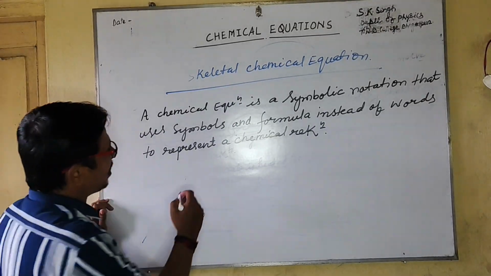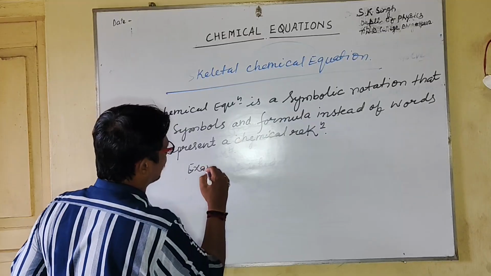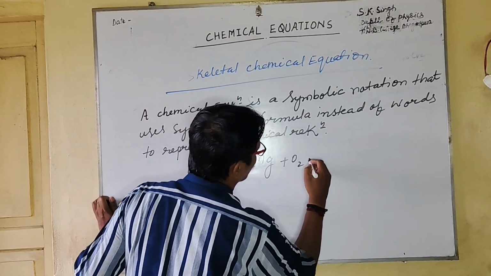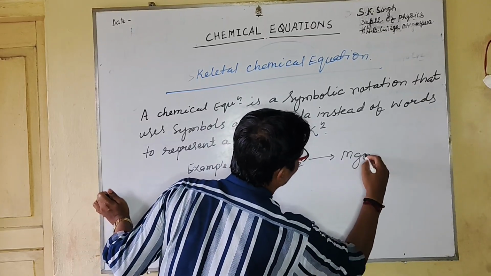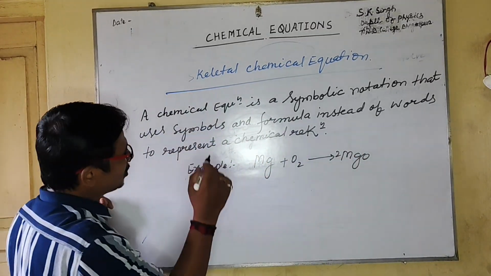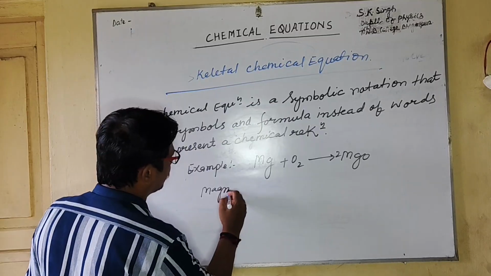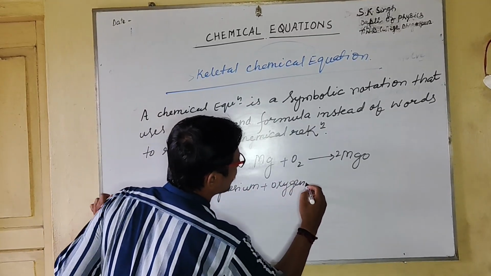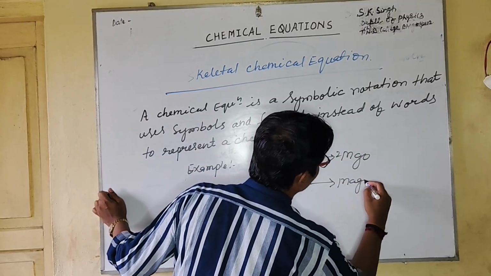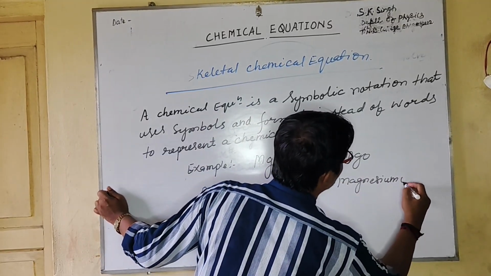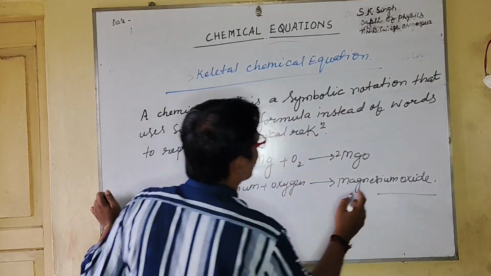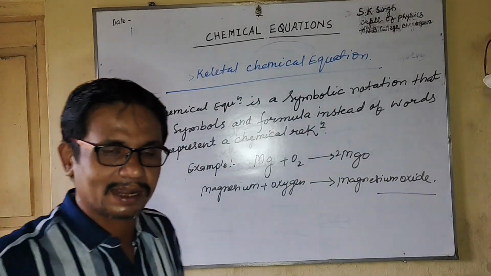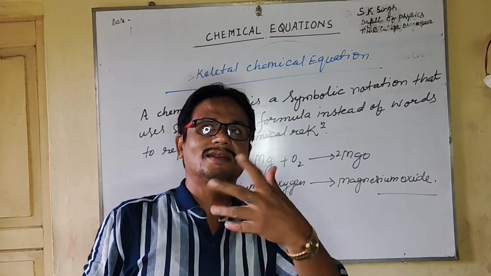Suppose there is an example, I am going to write it here. Magnesium plus oxygen gives magnesium oxide, that is 2MgO. Suppose this may also be written as a word equation: magnesium plus oxygen gives magnesium oxide. So this is all about the skeletal chemical equation. You can say skeletal chemical equation or chemical equation, both are the same thing.